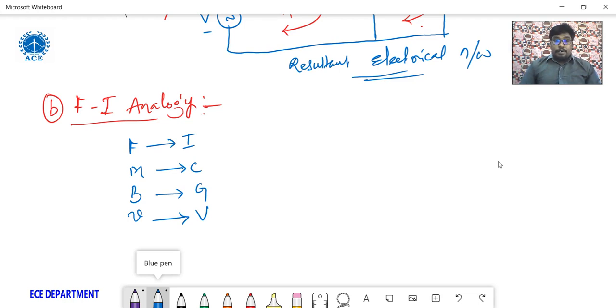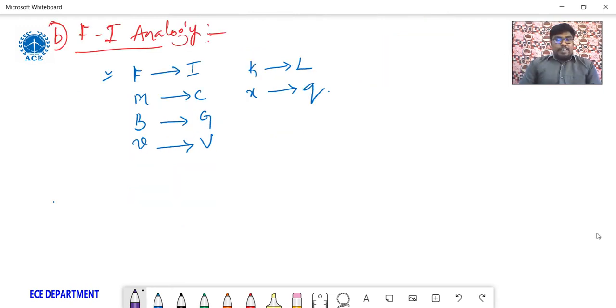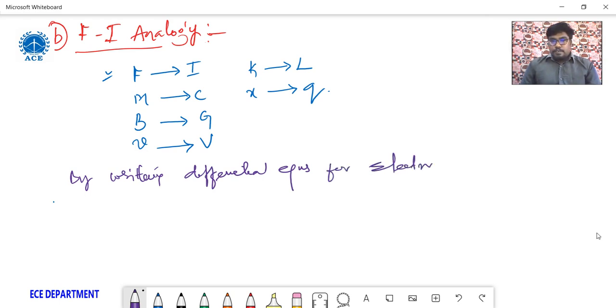And K becomes what? Spring element becomes inductance. And X becomes Q. Displacement becomes charge. Okay, you need to remember this. So by writing differential equations for the electrical network from mechanical systems, let us write that.